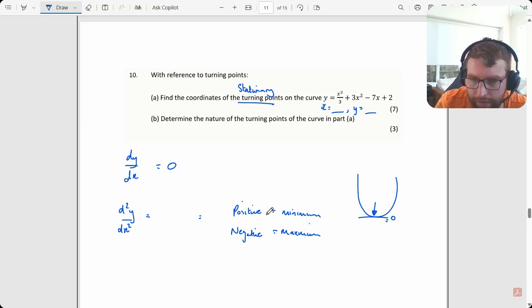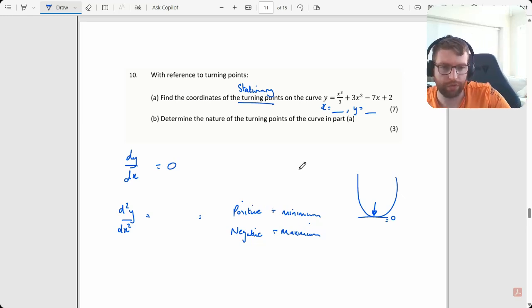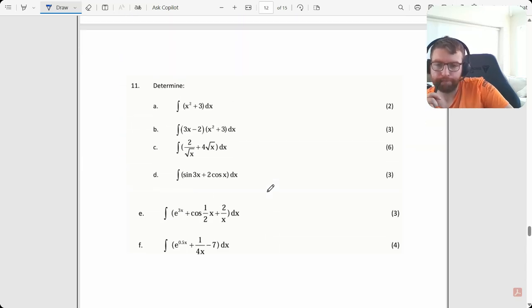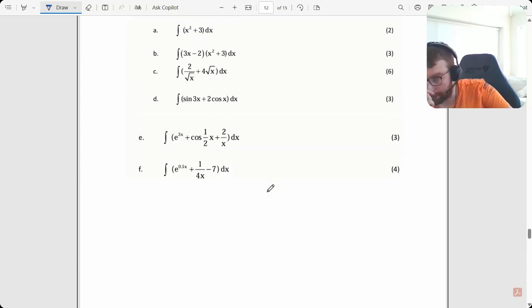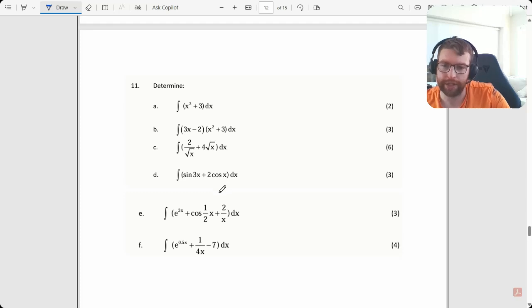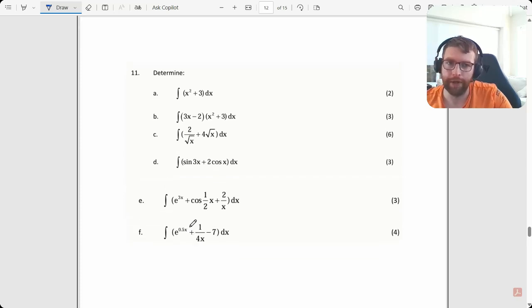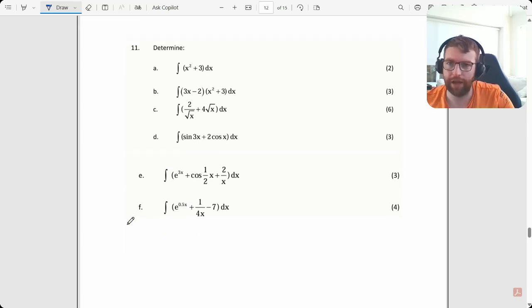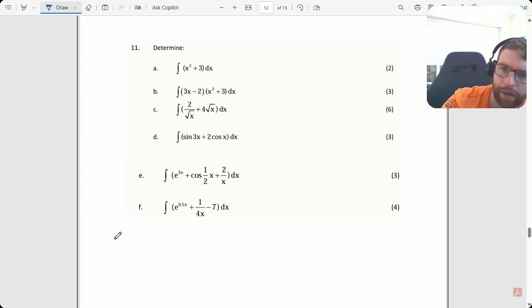Now, I would have liked to go through both of those questions, but with time and it not being long until the exam, I thought I'd just skip those and crack on. So I'll get on to the integration now, and I'll do a little overview of the last two questions, but then I'll call it there. So again, lots of skills involved in here. Integration is the reverse of differentiation.